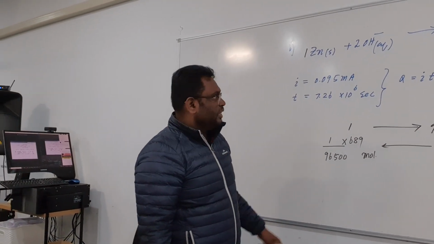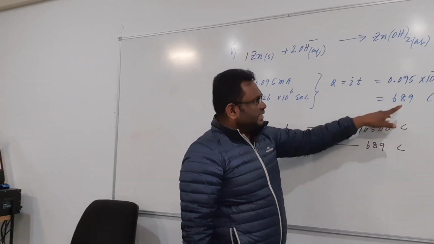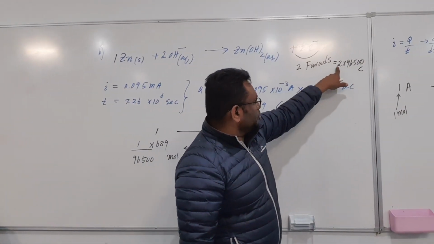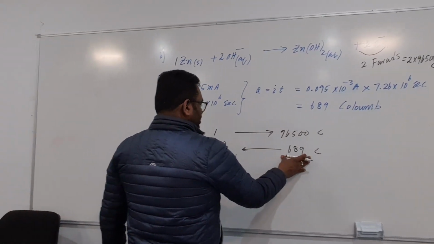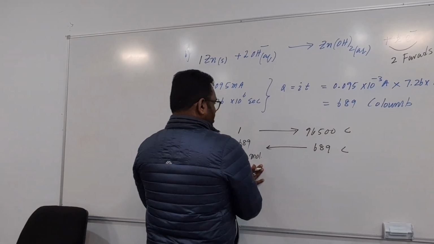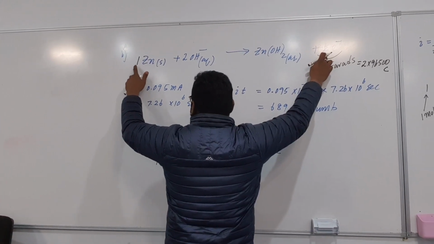This much of moles. Now you can see 1 is 96,500. That makes sense because 2 is this much. You are multiplying by 2, right? So 1 is that, so this much is this. However, you understand the 2 to 1 ratio here, right?